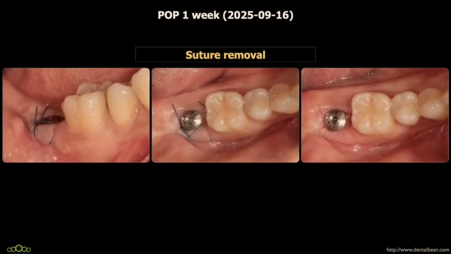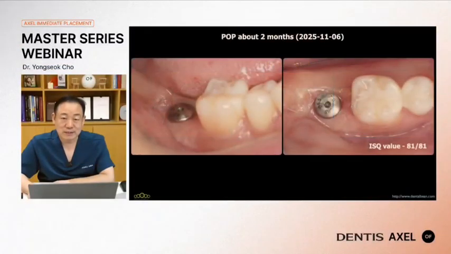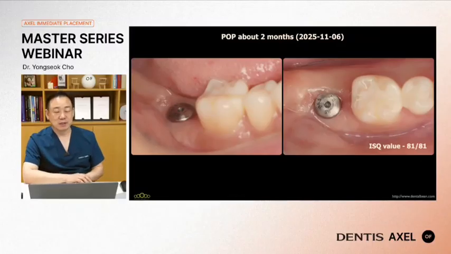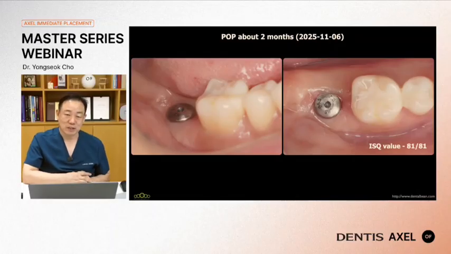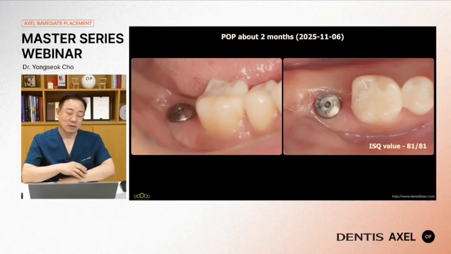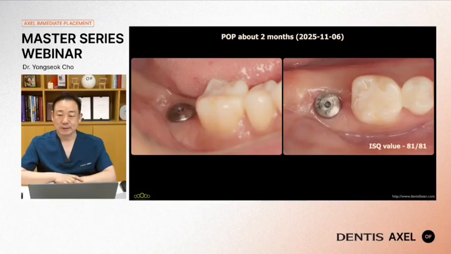One week later, the suture was removed. And 2 months later, we can see nice buccal tissue volume and quality of the buccal tissue. Look at the sufficient attached gingiva on the buccal side. Because of the apically positioning suture, it increased the buccal tissue volume and keratinized tissue. At that time, the ISQ value was measured at 81.